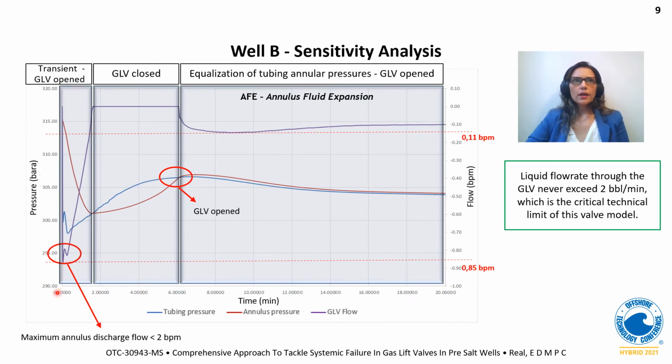The simulation showed an initial transient with high discharge liquid flow due to the large drawdown at the well kickoff. It showed that the fluid flow was from the annulus to tubing. Also, the simulation showed the effect of diesel expansion and subsequent pressure equalization between the tubing and the annulus pressure, which indicates that the gas lift valve was open. The simulation also showed that the liquid flow rate through the gas lift valve never exceeded 2 barrels per minute, which is the critical technical limit of this valve model.